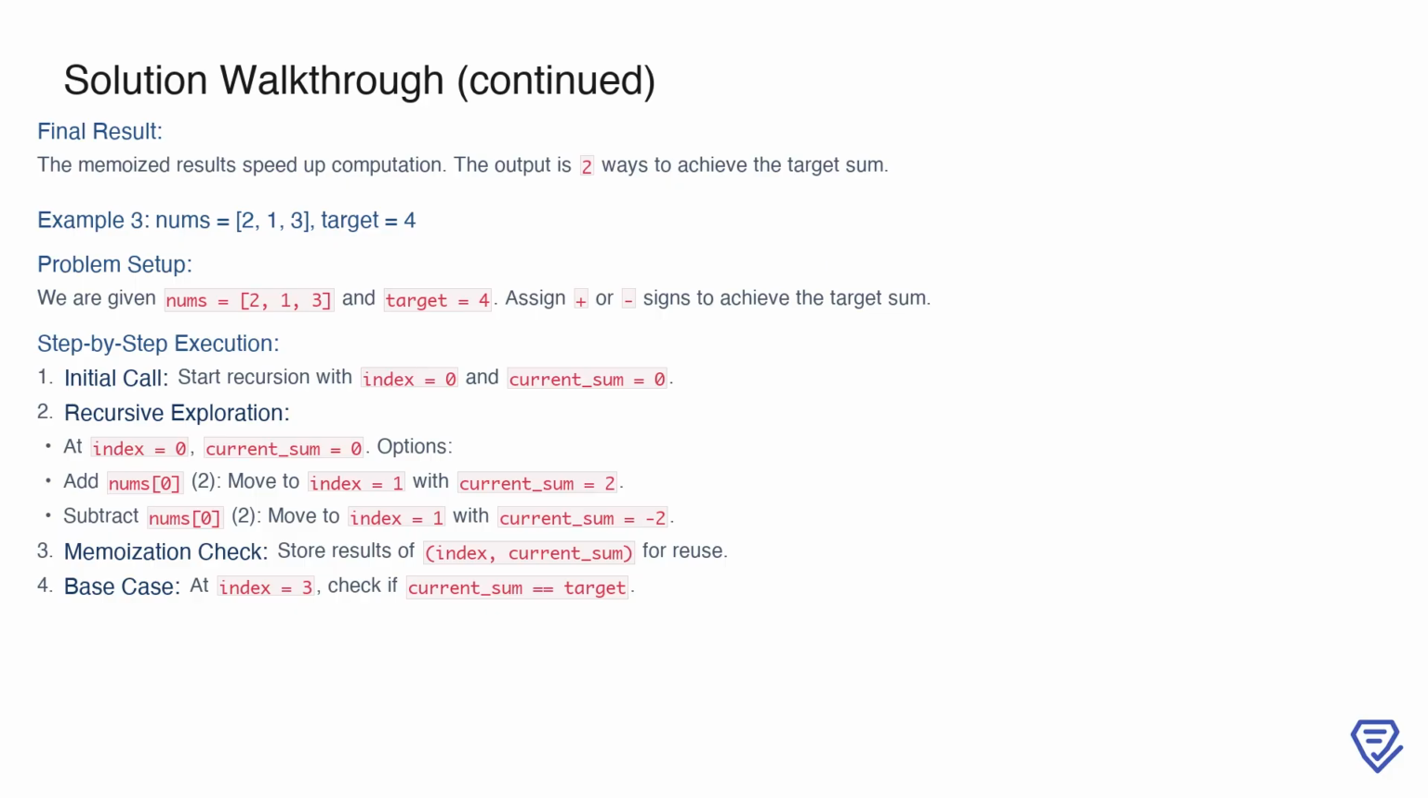Next, we move on to a third example where nums equals 2, 1, 3, and the target is 4.